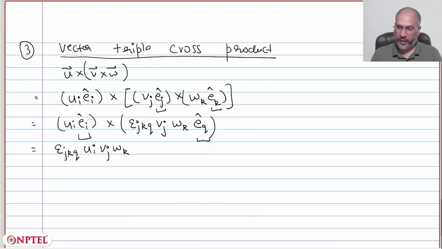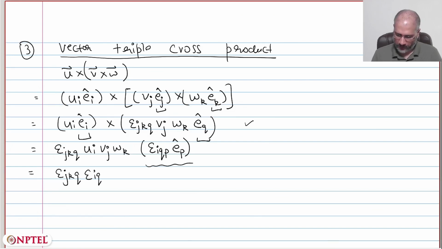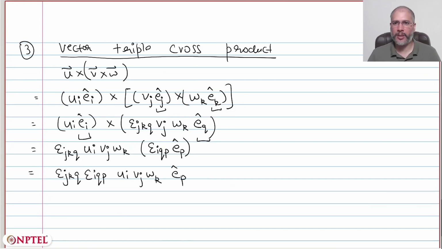And what is e_i cross e_q? That is again written as epsilon_iqp e_p. So what we'll do now is move the epsilons to the left-hand side, then we have u_i v_j w_k, and then we have an e_p. Now remember, this is a vector triple cross product, so the result is a vector. Now is that the end of it, or is there something else we can do?